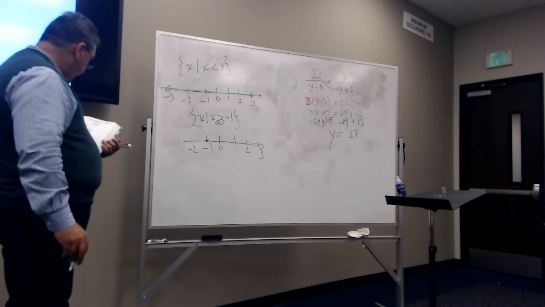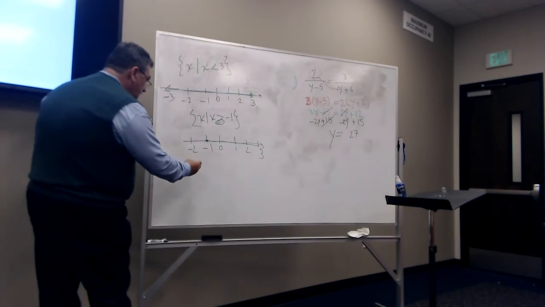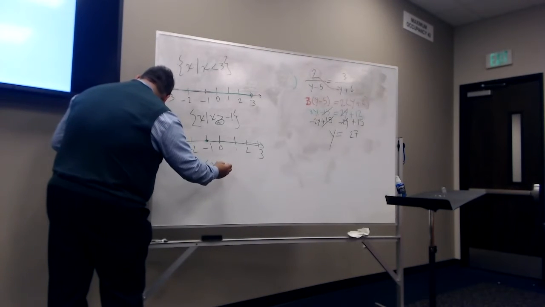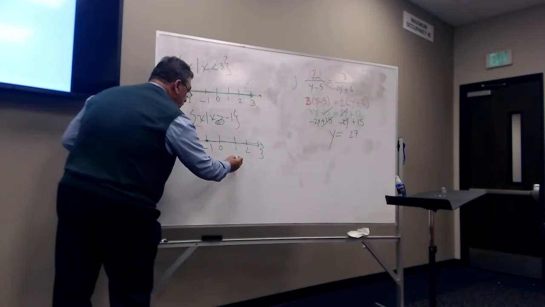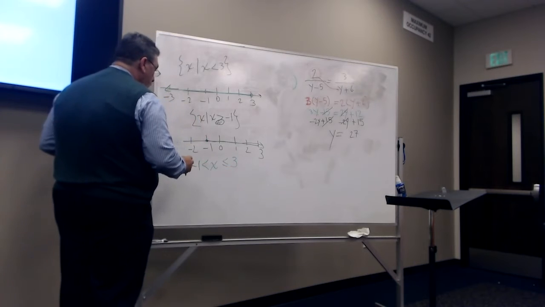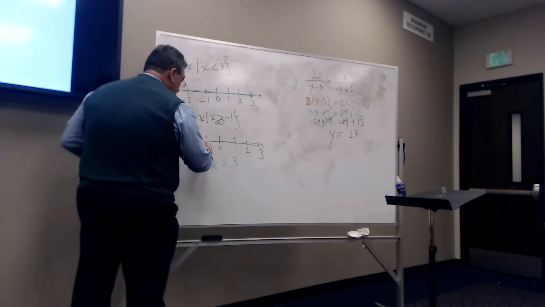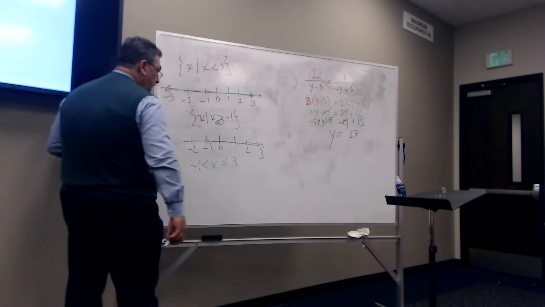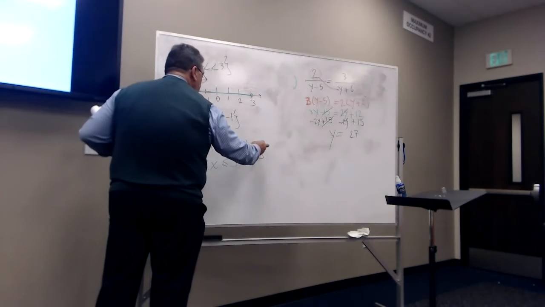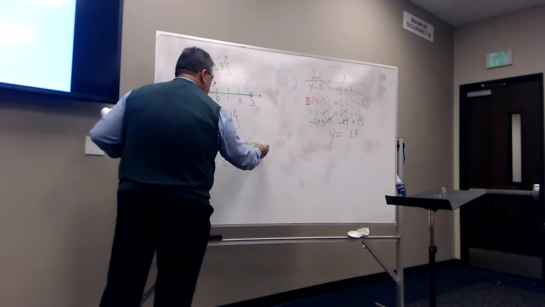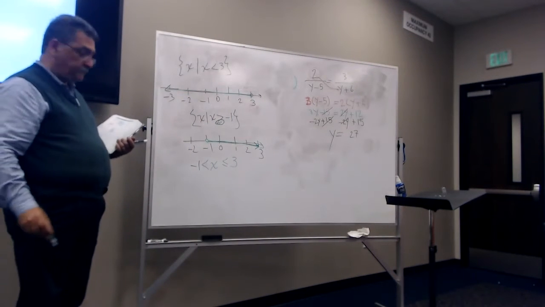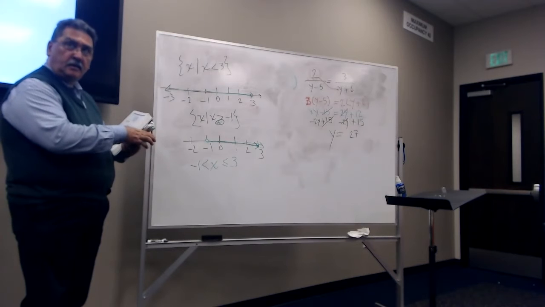Now, if you have an x which is greater than minus 1, but less than or equal to 3, then it's greater than minus 1, but not equal. So this should become an empty circle. So it goes less than or equal to 3, and stops right there. Following?